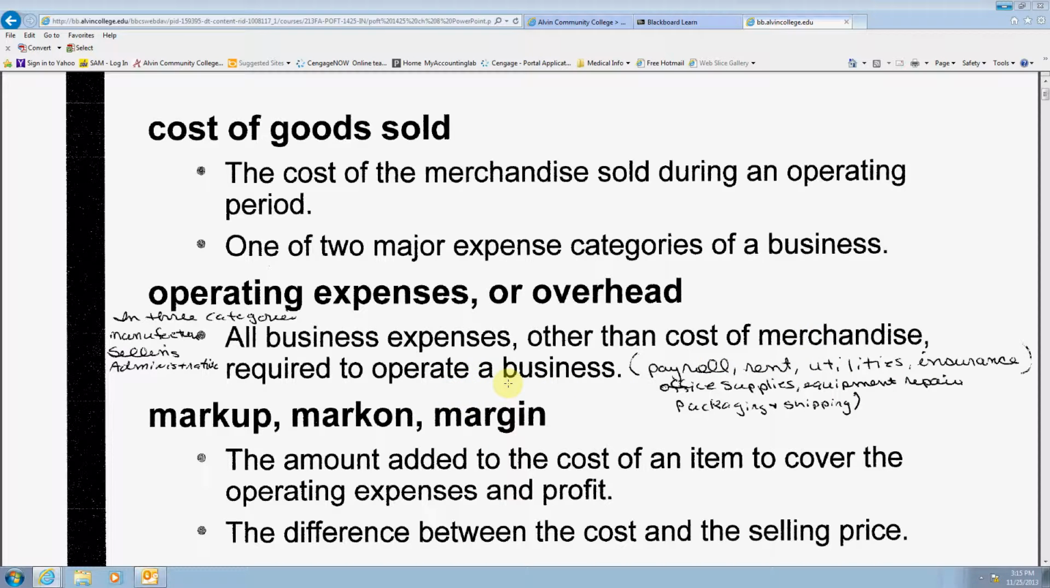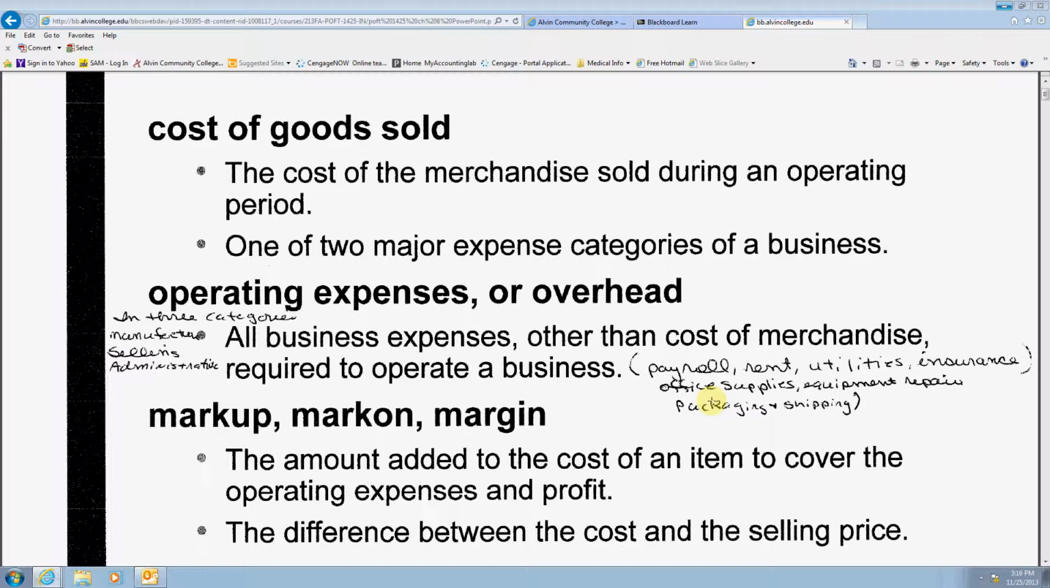operate a business. So these operating expenses fall into three categories: manufacturing, selling, administrative. And some of them can be payroll, rent, utilities, insurance, office supplies, equipment, repair, packaging, and shipping.